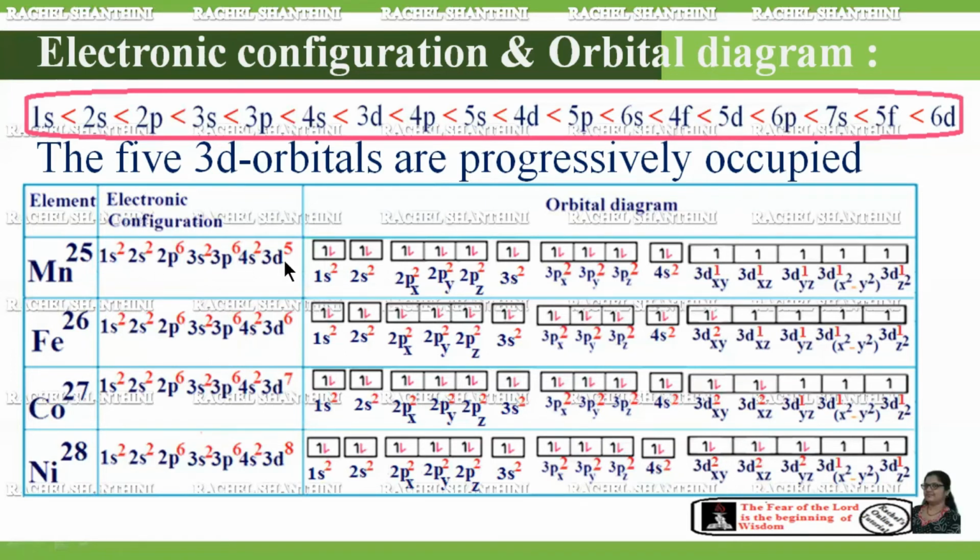When you look at the electronic configuration here, we could see the five 3d orbitals are progressively occupied. That is, in the case of manganese 3d5, in the case of iron 3d6, in the case of cobalt 3d7, in the case of nickel 3d8. Progressively, the electrons occupy the 3d orbitals.